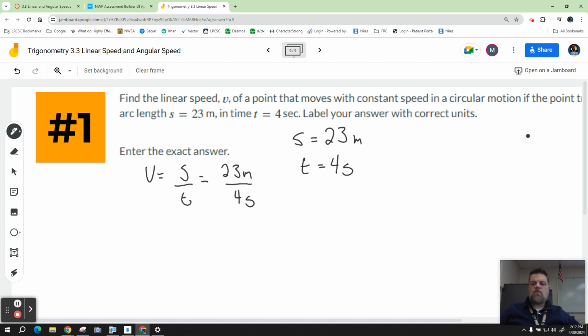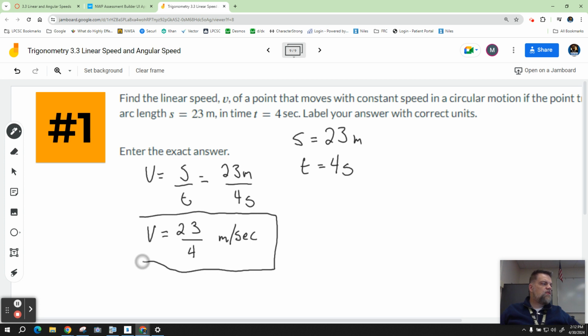Now it says write the exact value. And then in the box they have it a little different. So how they have it written is it would be 23 over 4. Now be careful. You might have to reduce your fraction. Okay, so this is the final answer.